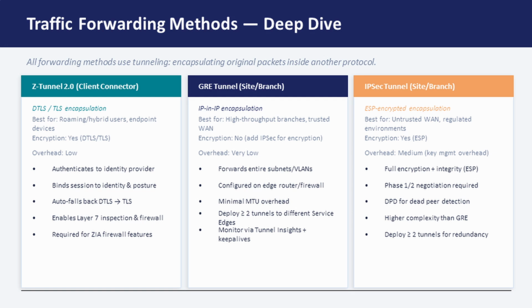The trade-off is complexity. Phase 1 and Phase 2 negotiation, encryption algorithm selection, key lifetimes, rekey events. Modern firewalls and SD-WAN devices automate most of this, and Zscaler provides recommended configuration profiles for major vendors. Like GRE, always deploy at least 2 IPsec tunnels per location.